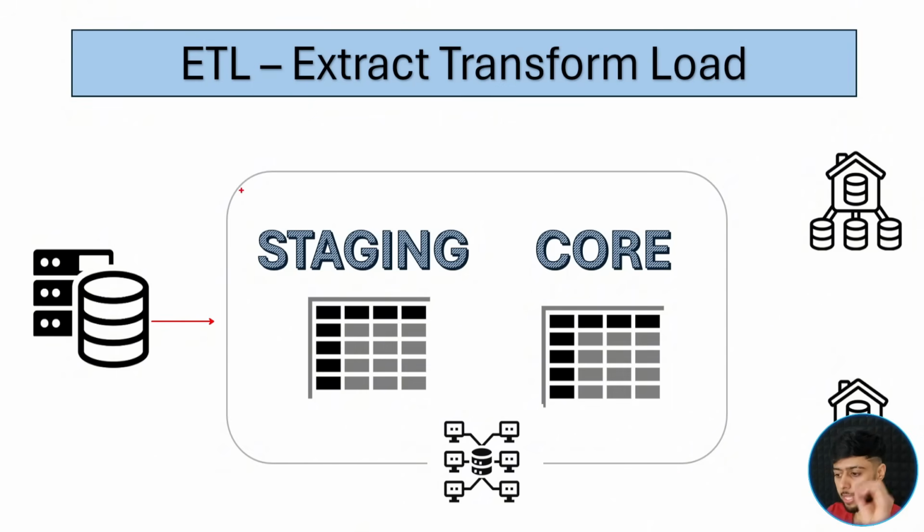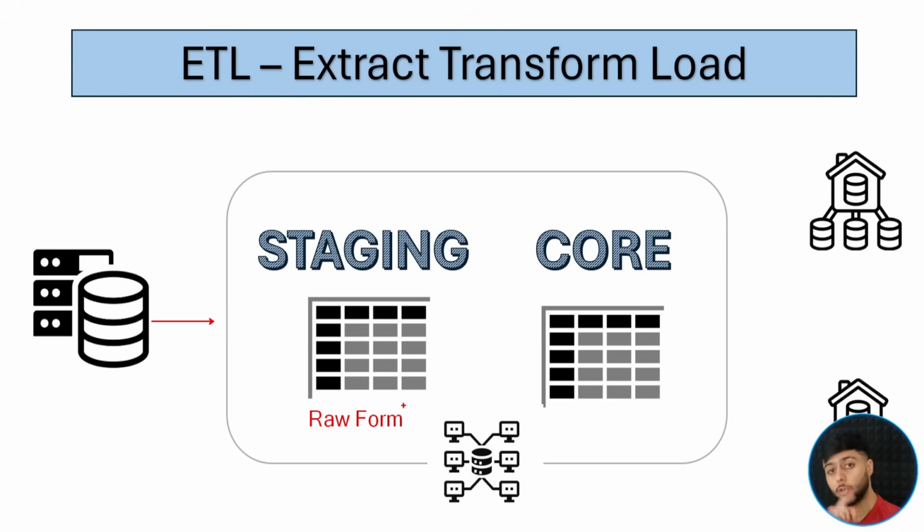Then we have two layers within the data warehouse. It is called staging and core. Staging and core. Very good. Just note it down. So now what will this staging layer do? The staging layer will get the data in the raw form. Let me just write it for you. In the raw form.